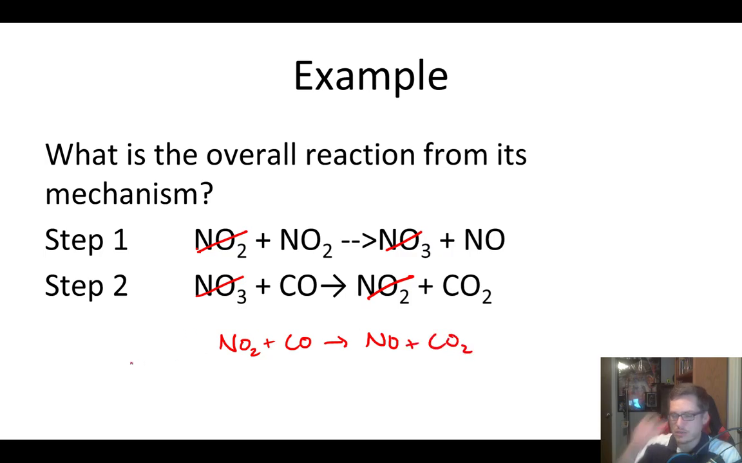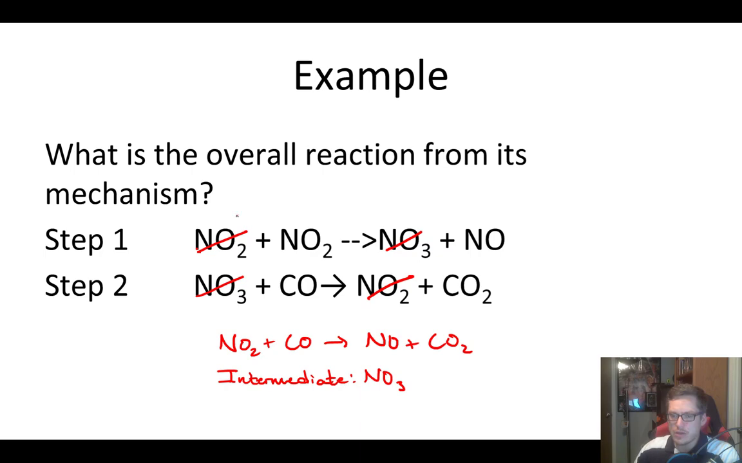This reaction we've looked at several times. So what would be our intermediates for this? Well, our only intermediate, remember, you would be tempted to say NO2 because it got crossed out. But really that NO2 was not formed in an elementary step. It was just an additional NO2 that we started with. The NO3 is our only intermediate. So this NO3 is the intermediate.